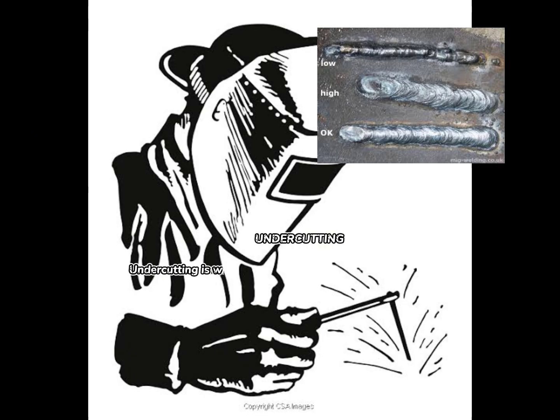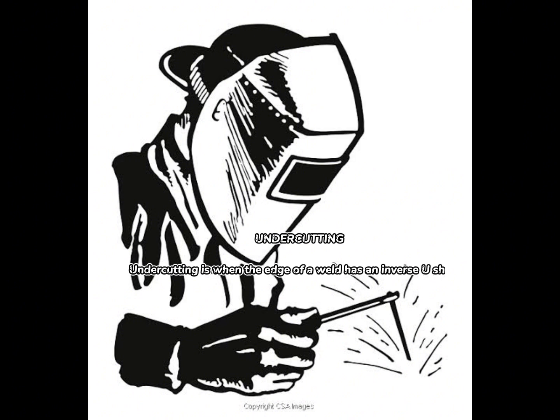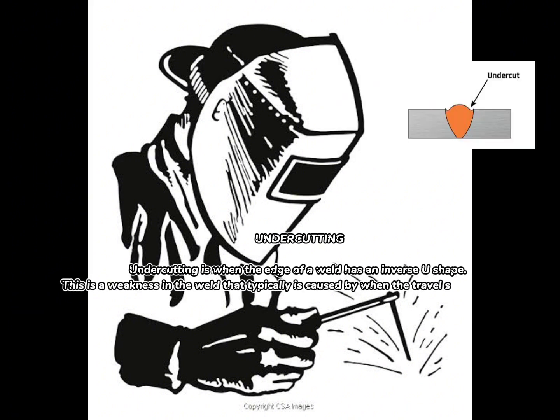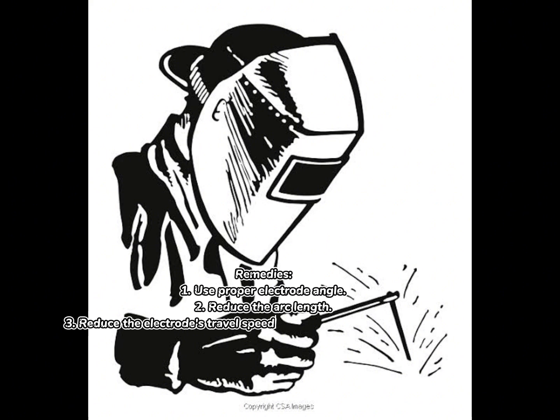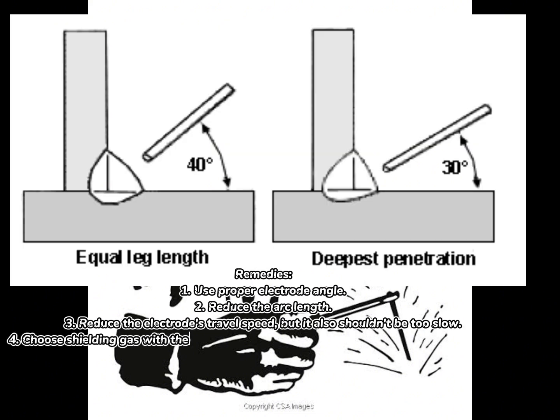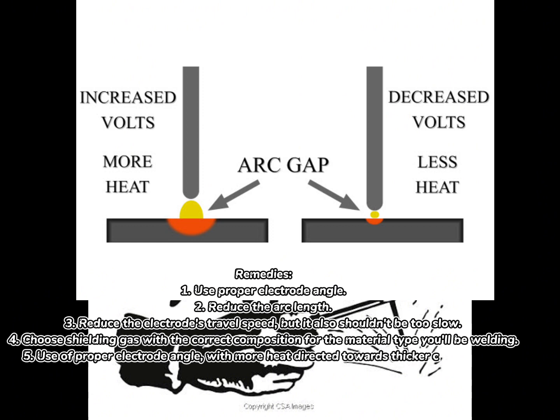Undercutting. Undercutting is when the edge of a weld has an inverse U shape. This is a weakness in the weld that typically is caused by the travel speed being too high. Remedies. 1. Use proper electrode angle. 2. Reduce the arc length. 3. Reduce the electrode's travel speed, but it also shouldn't be too slow.